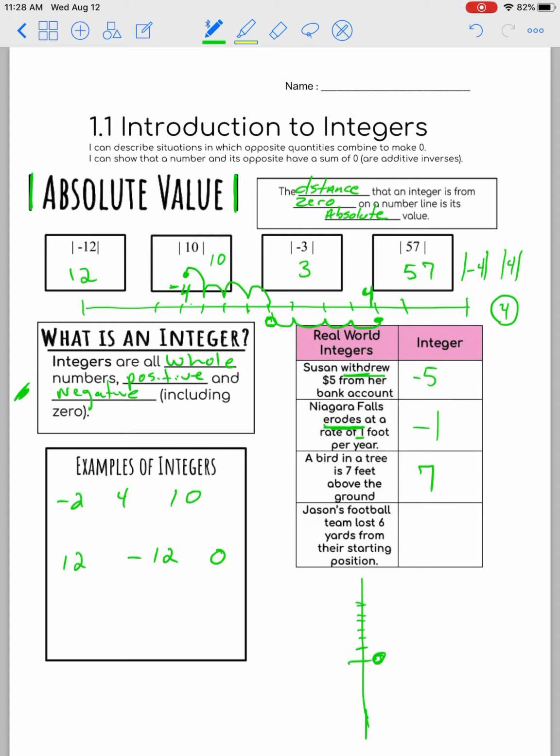Jason's football team lost 6 yards from the starting position. They lost it, right? What happens? That means they went backwards. So that means it's what? You're taking away those yards. You lost 6. That is a negative 6.